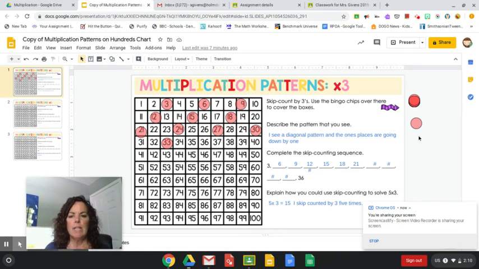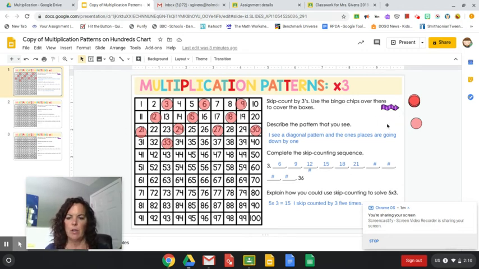And you will see the directions say skip count by threes, use the bingo chips over there to cover the boxes. So you're using these bingo chips over on the side. And what I did was I had to skip count by three. So I counted to three over and over and over and put the chip. So I did 1, 2, 3, put a chip. 1, 2, 3, put a chip. The next number starts at one. So that's 1, 2, 3, put a chip, and so on. Okay. And I went all the way up to 33.